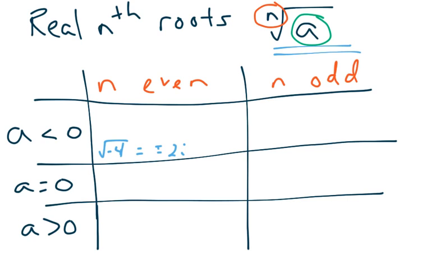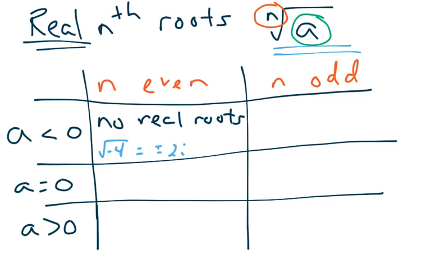The goal of this table is to discuss the real parts of this. So if the n is even, if we're looking for the square root or fourth root or whatever even root of a negative number, you don't have any real roots. So no real roots.